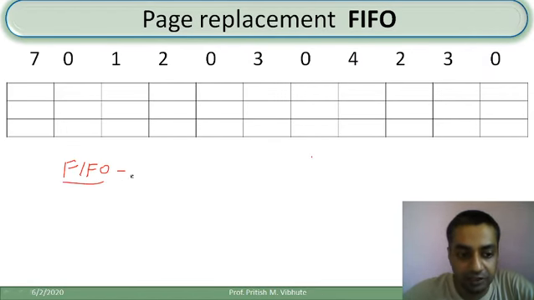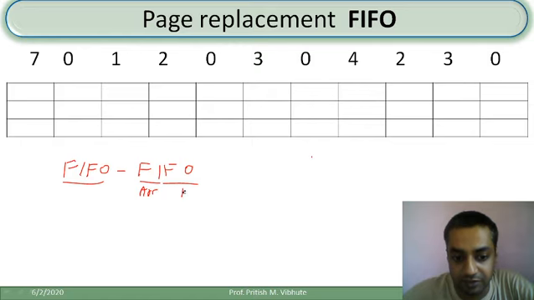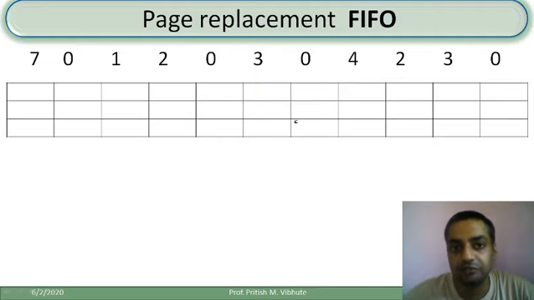See what FIFO stands for: first in, first out. It means the page that arrived first will be replaced first, right? So this is the simple policy that we adopt in the case of first in, first out. Now see how FIFO works. We identify the oldest page in memory, and then we replace that particular page with the newer one. But here I am going to show you some tricks which will help you in solving a FIFO algorithm.